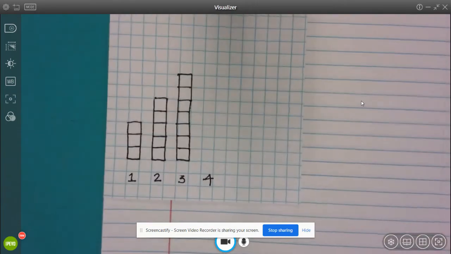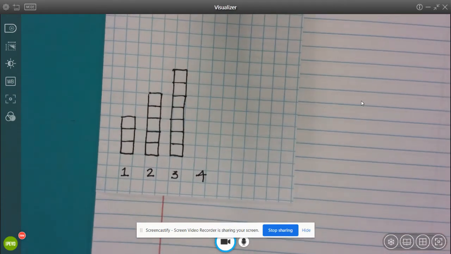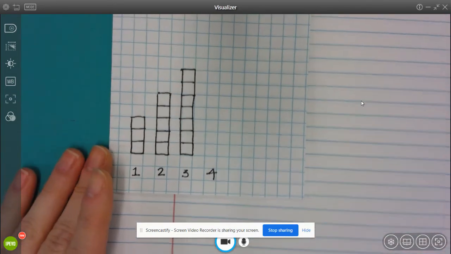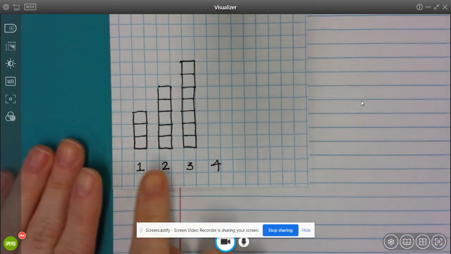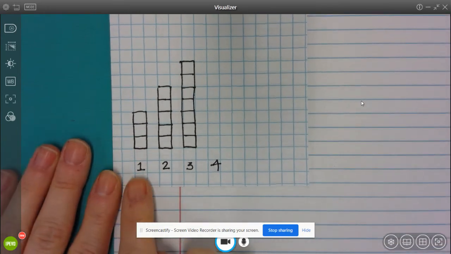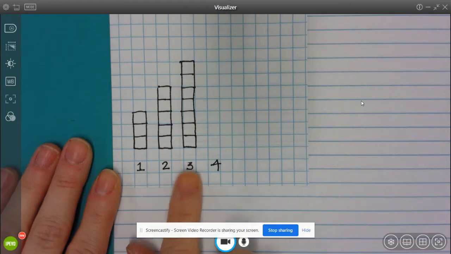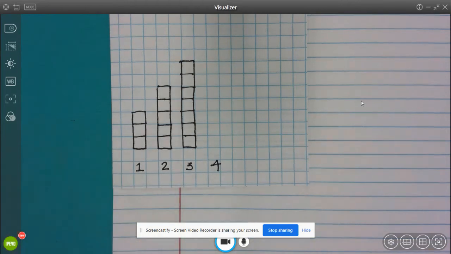Let's focus this a little bit better. So here is a visual representation of how he is doing his workout. This is my number of push-ups for day 1, day 2, and day 3. So what I'm going to do is grab a few colors, and I'm actually going to document my thinking right onto my picture.